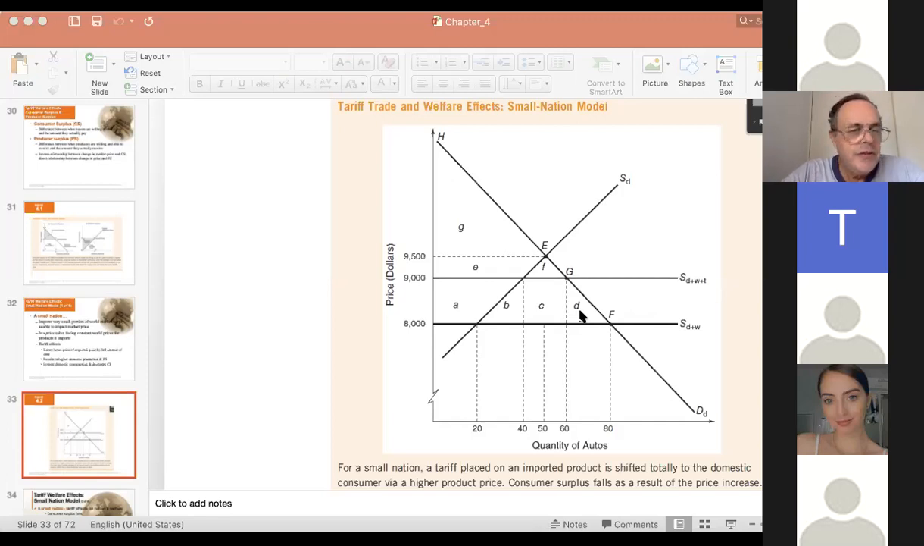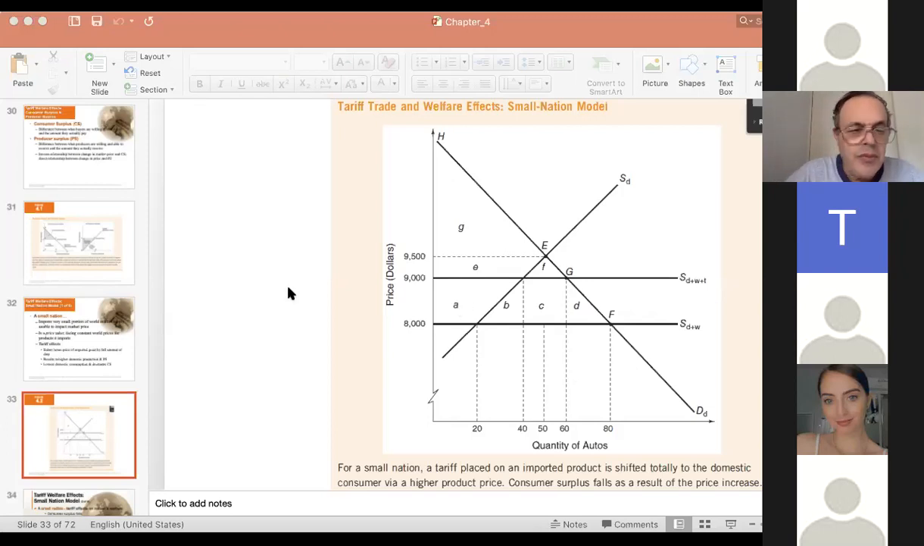Any questions on this small country? What is D defined as again? Defined as the consumption effect. Okay, thank you. And what about A? A is the redistributive effect.